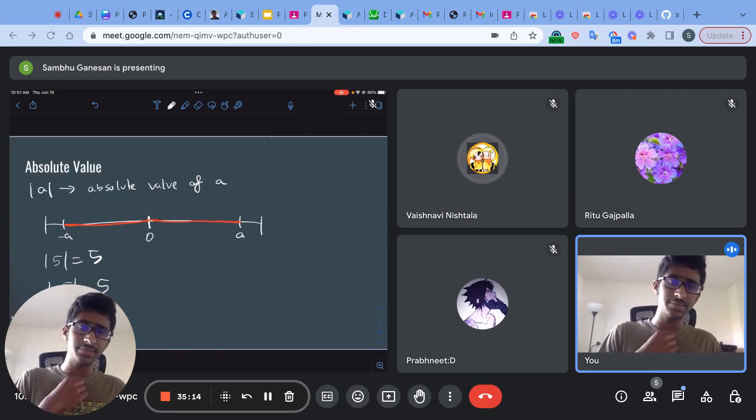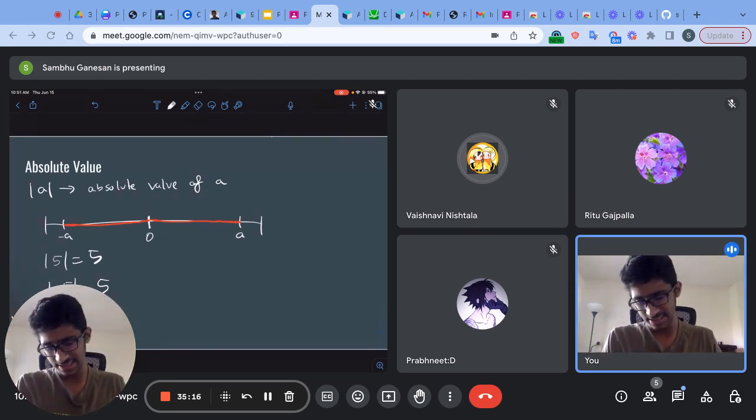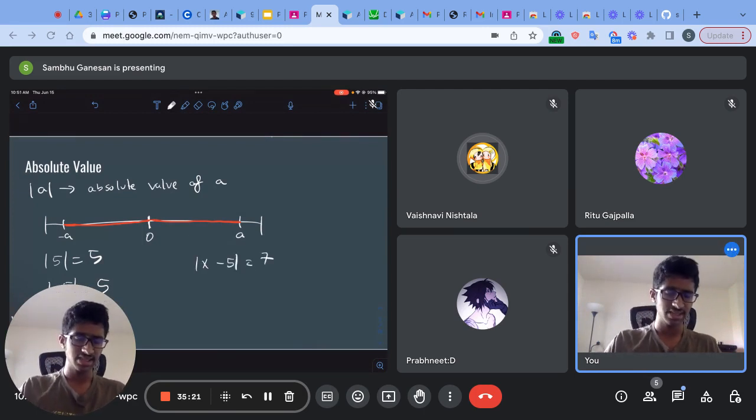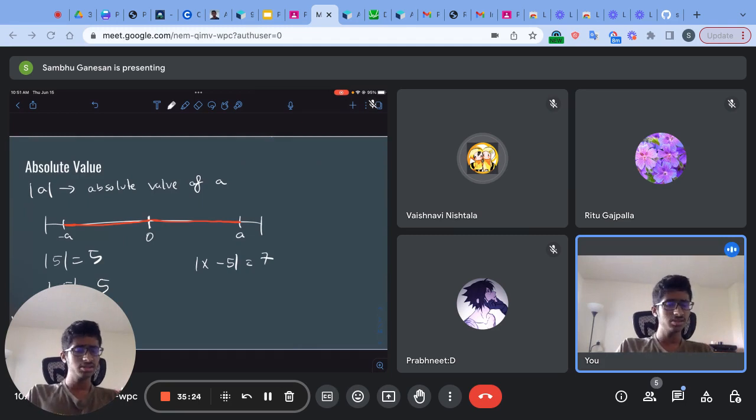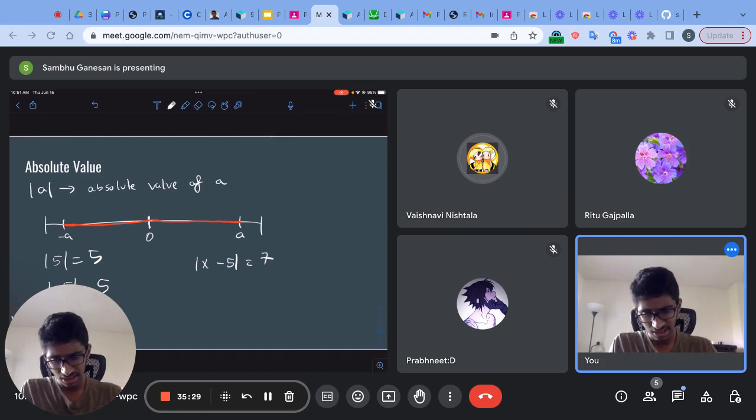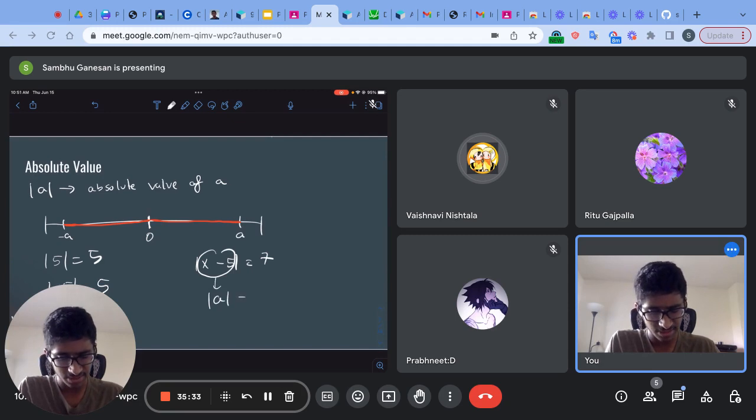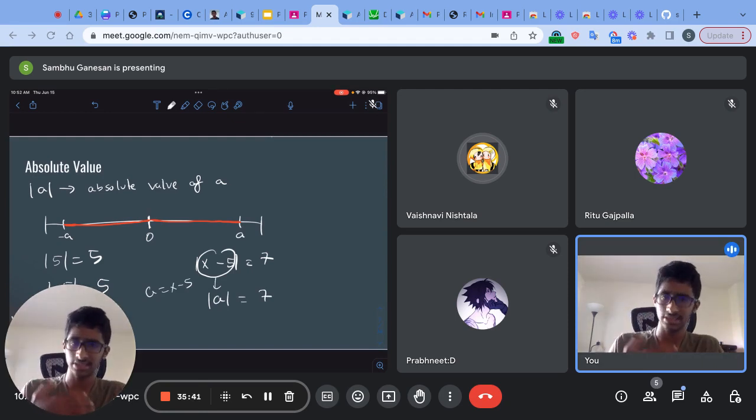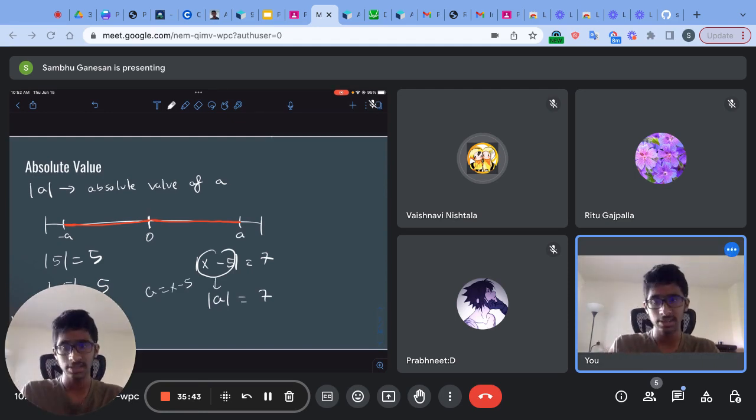So now let's think about this. What if we have some equation saying that the absolute value of x minus 5 equals 7? How do we solve this equation? So we can take a step back and realize, okay, this is pretty hard to work with. So let's just say this is a. So the absolute value of a equals 7. All I'm doing is just substituting a equals x minus 5. This is a perfectly normal technique that you can use in these problems, because it makes it simpler and much more digestible for you to understand.